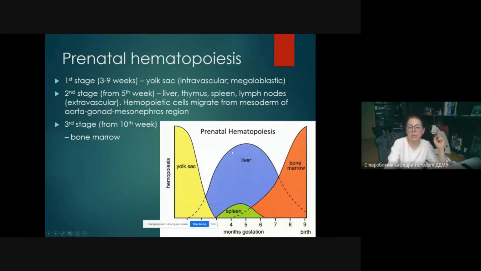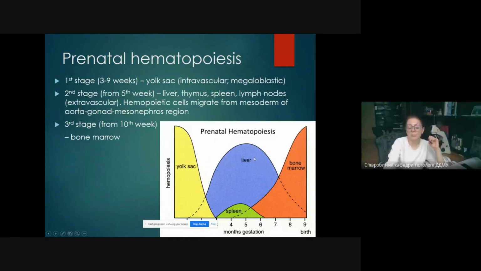But notice that hematopoietic cells arrive here from the mesoderm of the aorta, gonad, mesonephros region. So hematopoietic cells of the liver come from quite another region compared with the yolk sac. So these are two distinct hematopoietic populations. The liver receives hematopoietic cells from this region. After that, the liver gives rise to cells populating the red bone marrow.